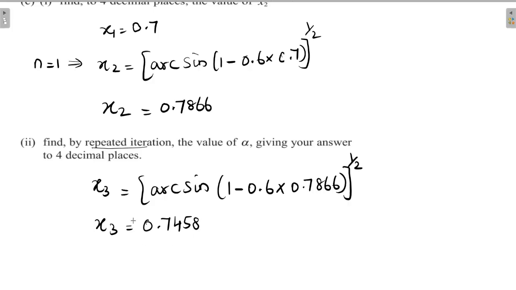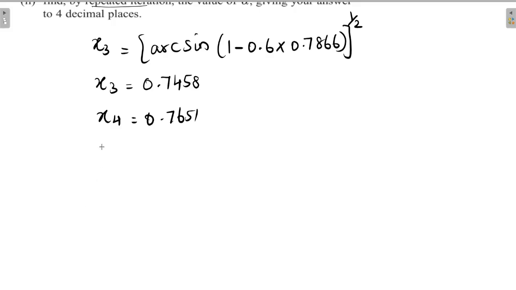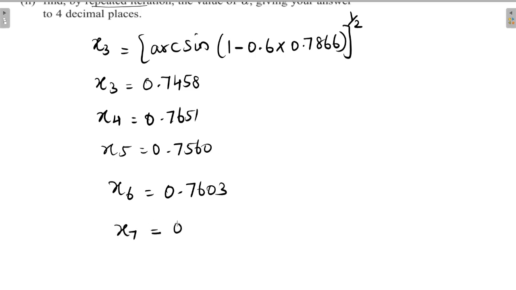0.7458. Now we can repeat the same and find x4, which is equal to 0.7651. Let us repeat. x5 is equal to 0.7560. x6 is equal to 0.7603. x7 is equal to 0.7583. The values are different. Now let us find x8, which is equal to 0.7592. You do it by trial and error.